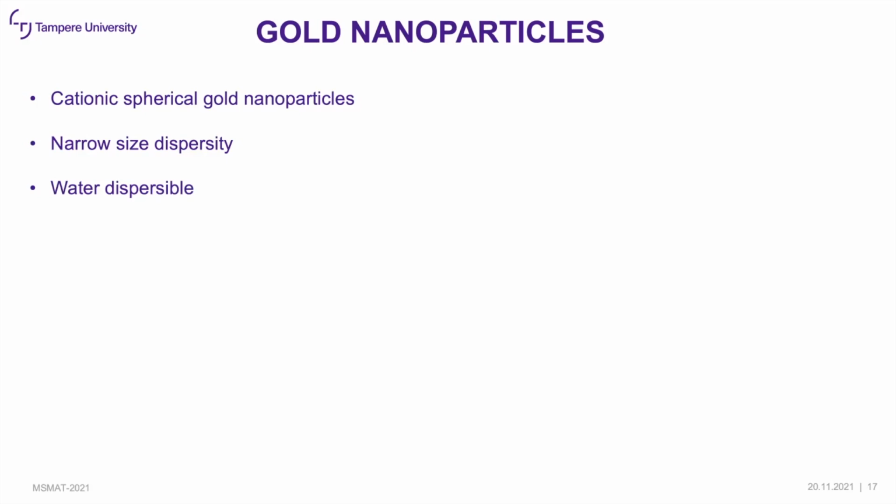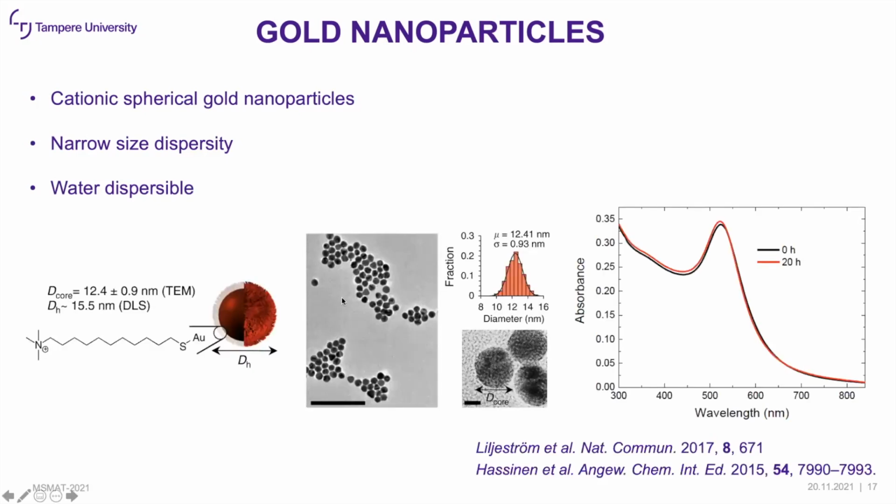Specifically, we use cationic gold nanoparticles, which are spherical, and they have very narrow size dispersity, and they're water dispersible and stable. With a long chain cationic termination, we change only the core diameter. And as you can see, the size dispersity is rather narrow, and they're very stable if you keep them in water. Here's a surface plasmon resonance spectrum of this gold around 520 nanometers immediately after synthesis and after 20 hours.